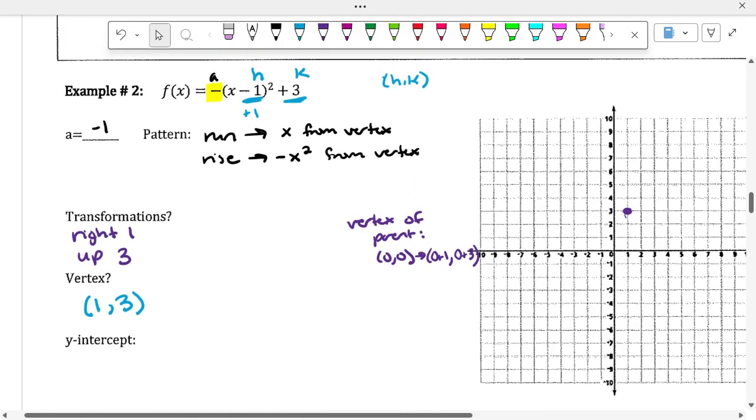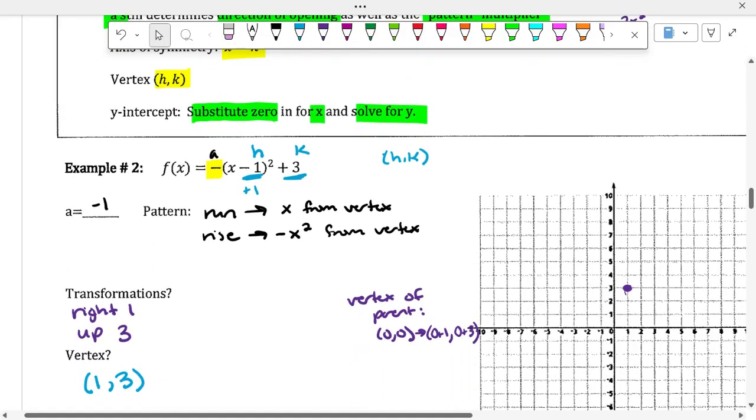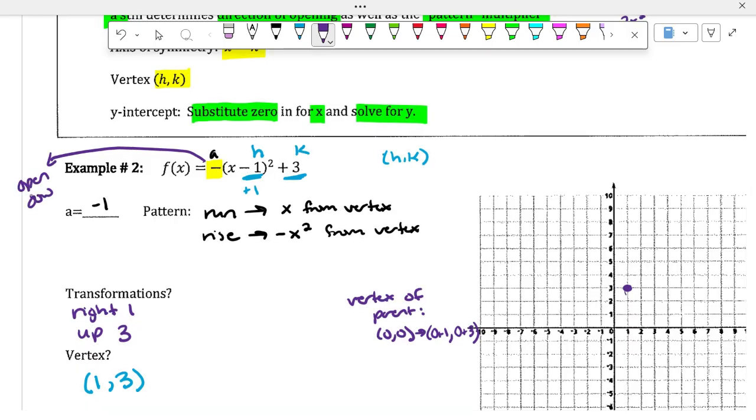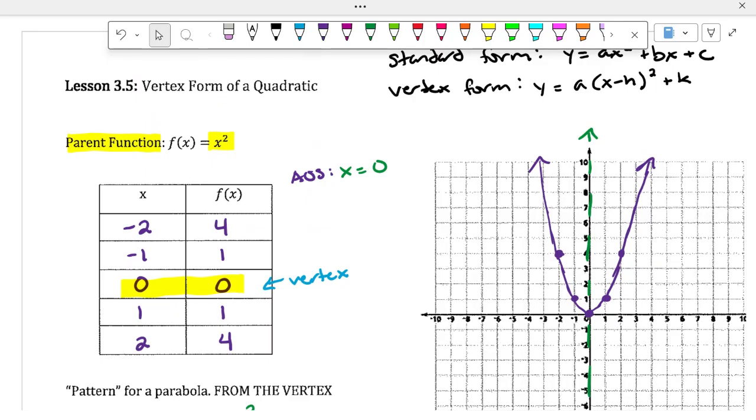Now, here's the other thing. What direction does my graph open based off of the a value? Does it open up or down? It opens down. So this is going to open down. Meaning I have a what? A max or a min? We have a max. Now, our parent function x squared, which direction did it open, up or down? It opened up. So it was a minimum, right?